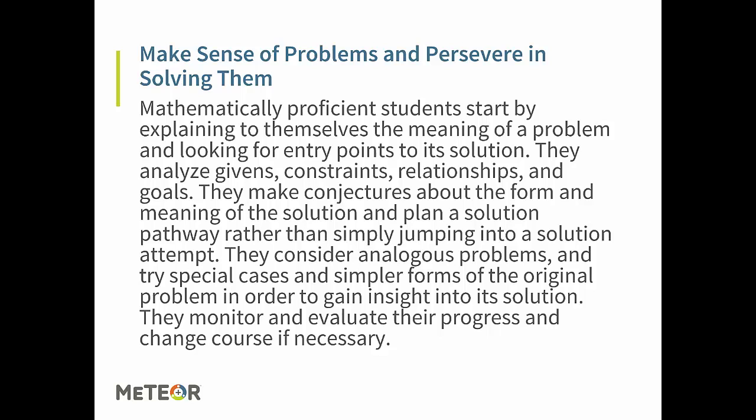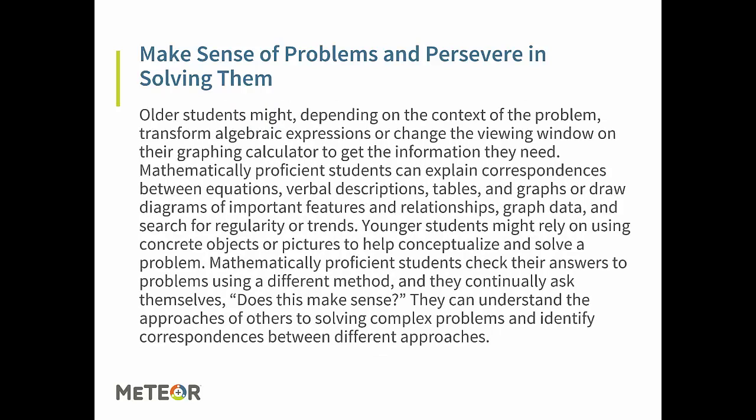Mathematically proficient students start by explaining to themselves the meaning of a problem and looking for entry points to its solution. They analyze givens, constraints, relationships, and goals. They make conjectures about the form and meaning of the solution and plan a solution pathway rather than simply jumping into a solution attempt. They consider analogous problems and try special cases and simpler forms of the original problem in order to gain insight into its solution. They monitor and evaluate their progress and change course if necessary.